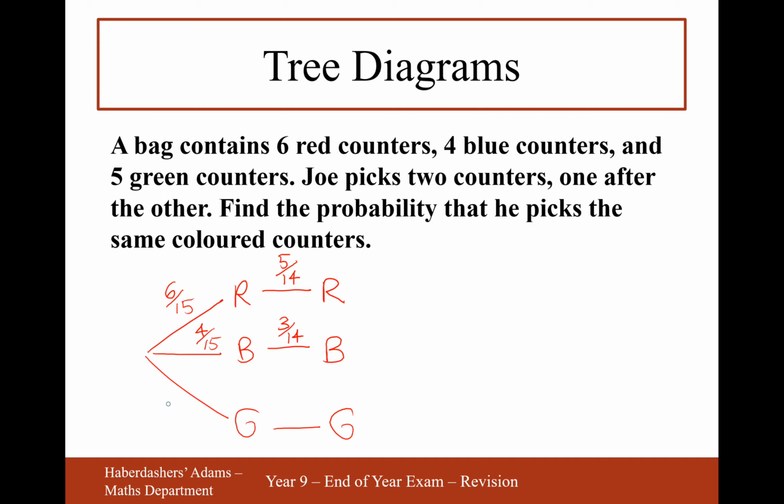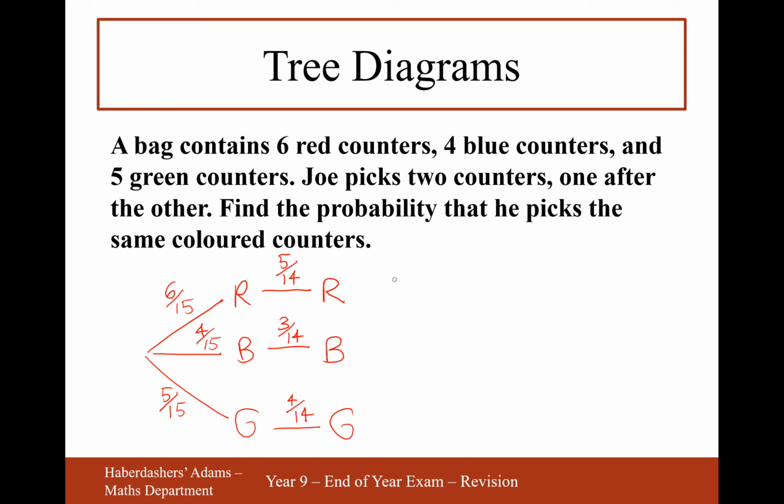Restart from the beginning to work out the green probability. That'll be 5 out of 15. And then move on to the next one. It's going to be 4, because I've already picked a green one, out of 14, because I've already reduced the number of counters by 1.